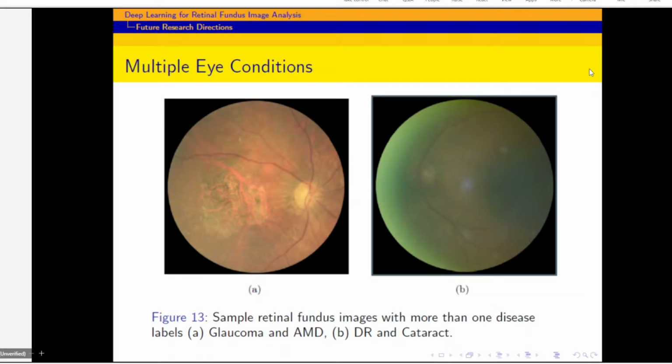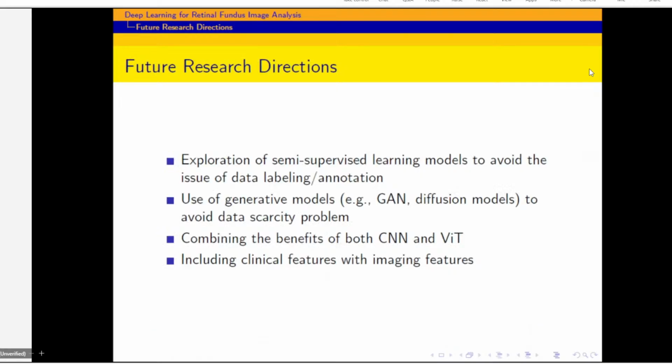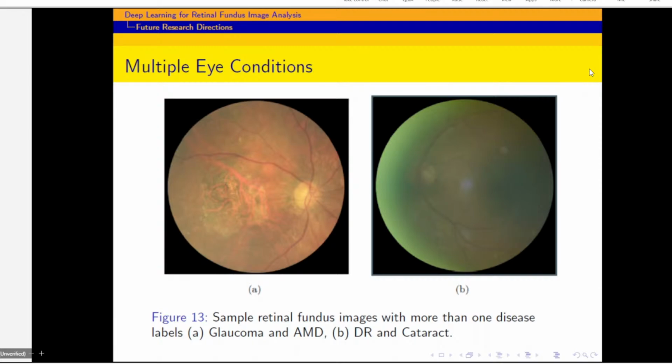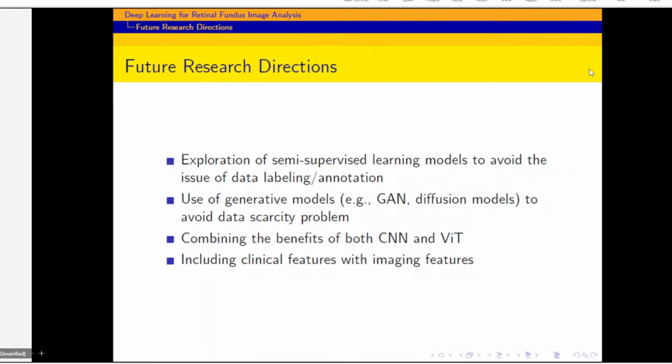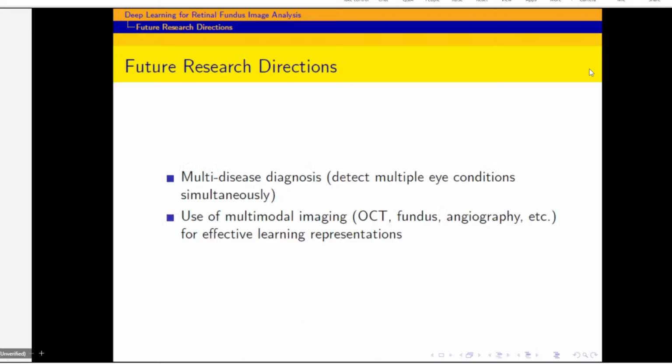But for the single eye conditions, because of the inherent complexities of the problem statement. Yes, a couple of other future research directions: use of multimodal imaging. So we met with some of the ophthalmologists recently in some of the hospitals where we are also collecting the data, and we also discuss with the doctors.